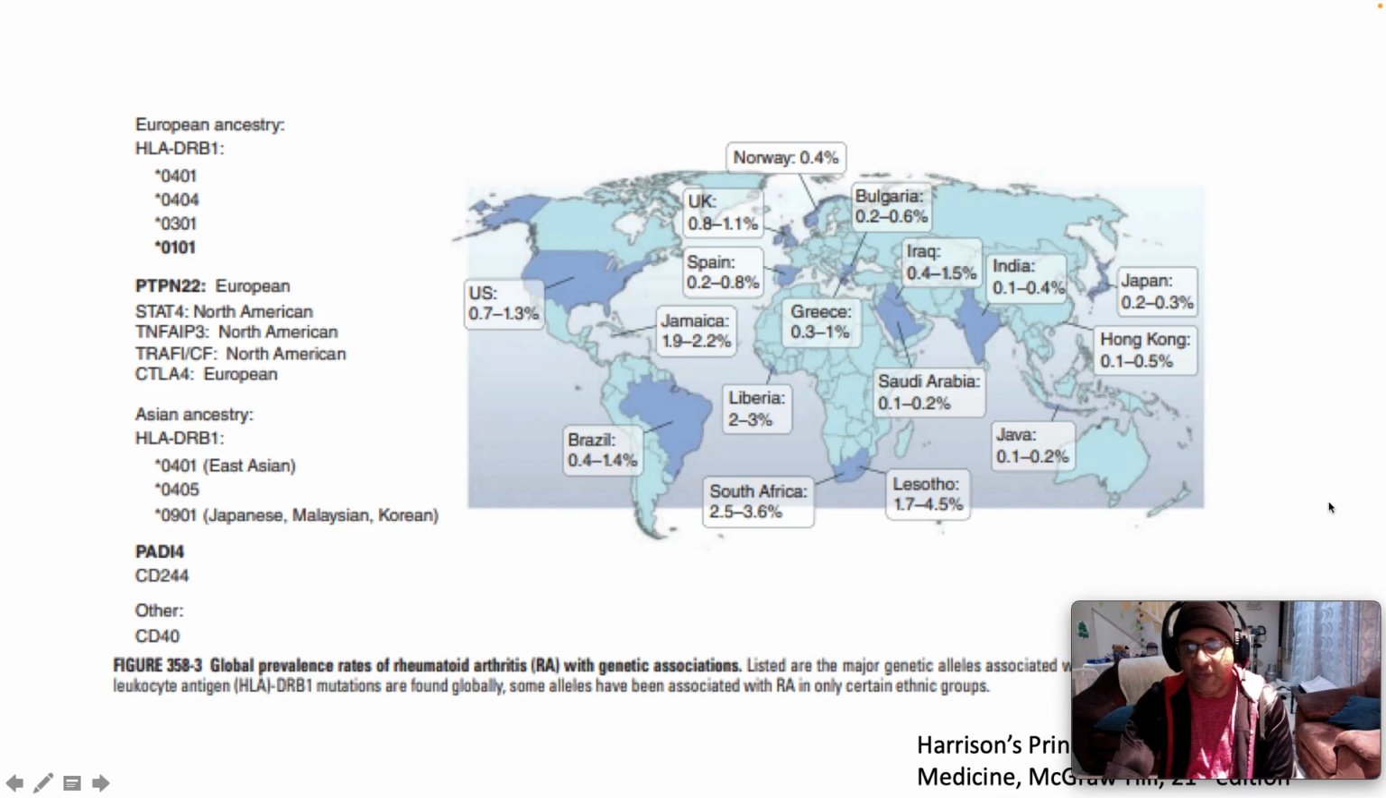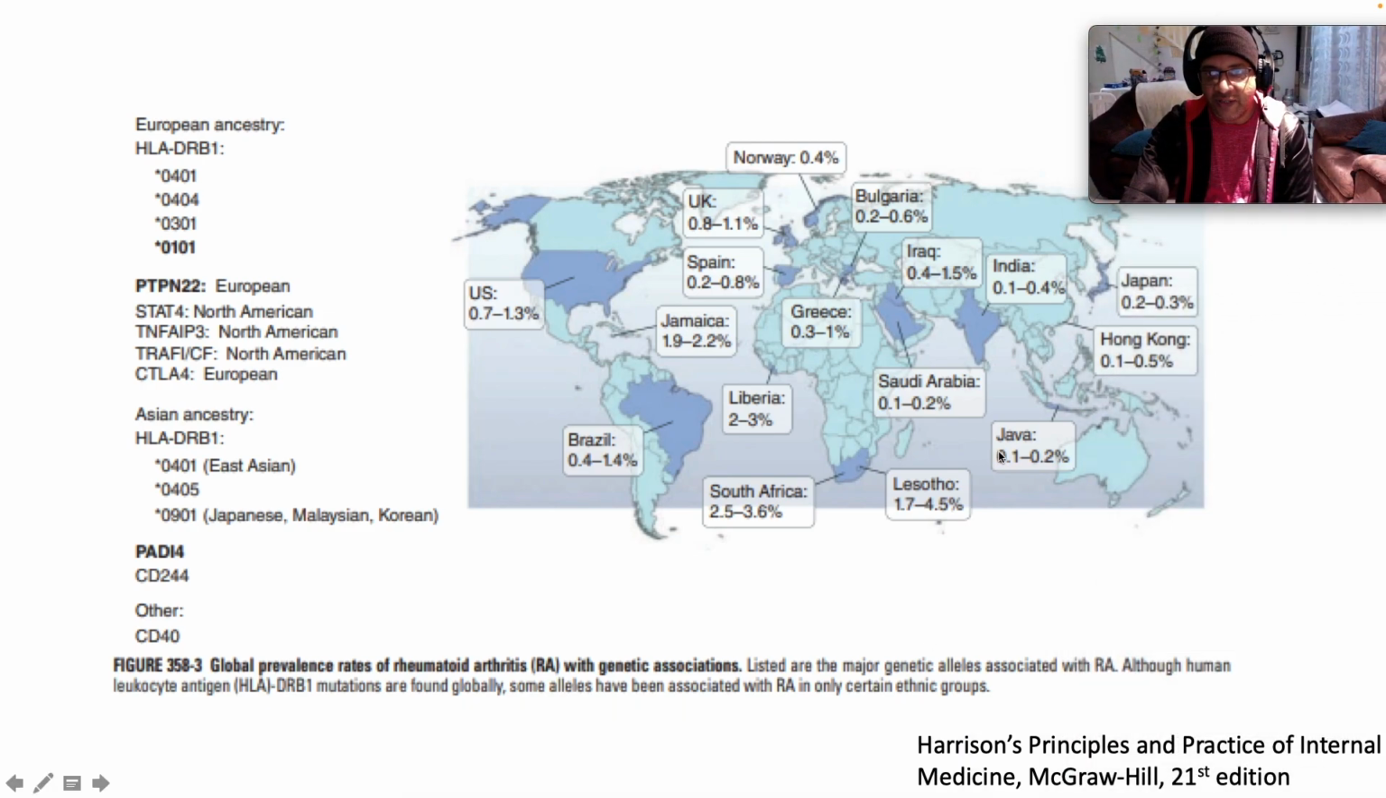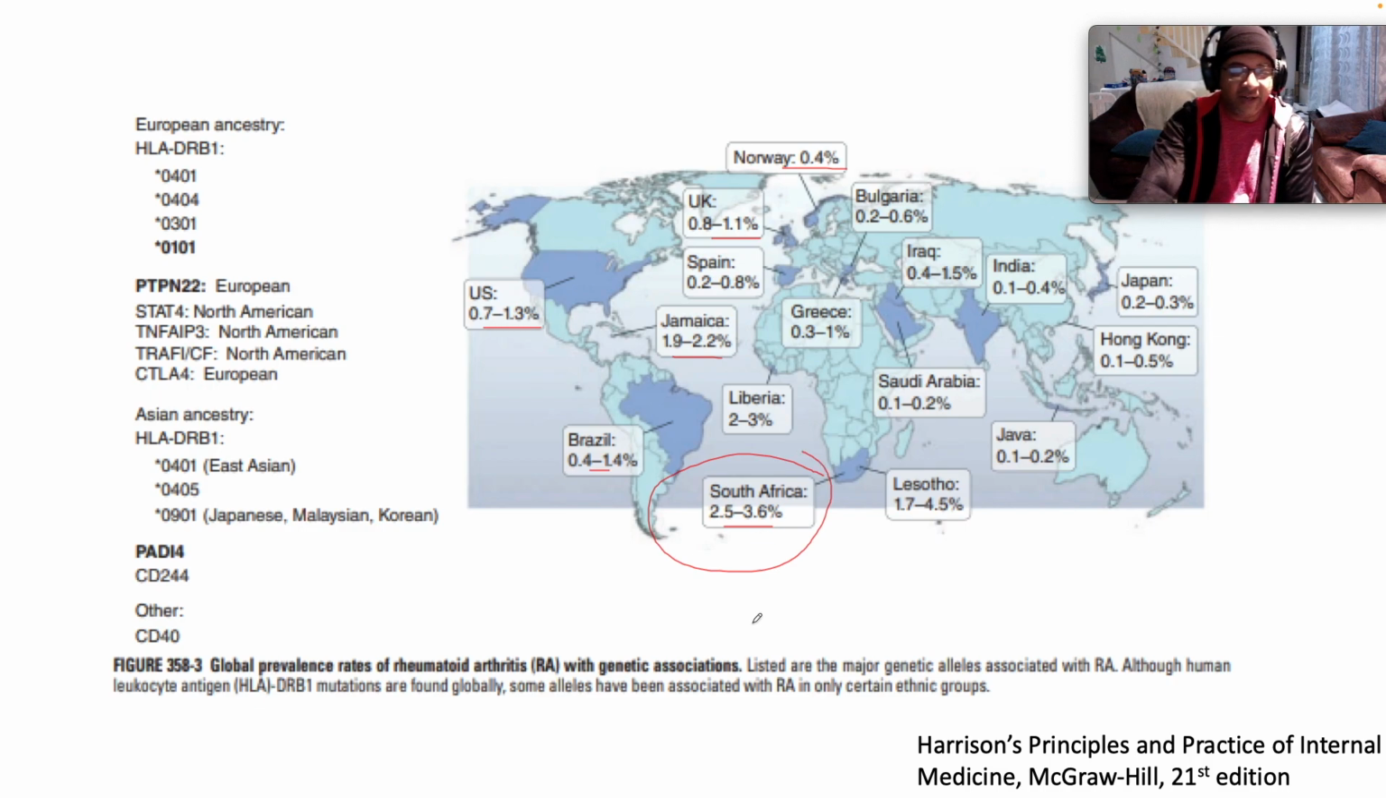If you're looking at the worldwide distribution in terms of incidence of rheumatoid arthritis, here in sub-Saharan Africa the incidence is some 2.5 to 3.6%, quite significant. Compare this to the States at an incidence of 0.7 to 1.3%, and Jamaica 1.9 to 2.2%. The Nordic countries like Norway 0.4%, in the UK 0.8 to 1.1%, South America, Brazil 0.4 to 1.4%. So quite a significant burden down here in South Africa, and we know there are certain genotypes associated with certain locations, as outlined here.